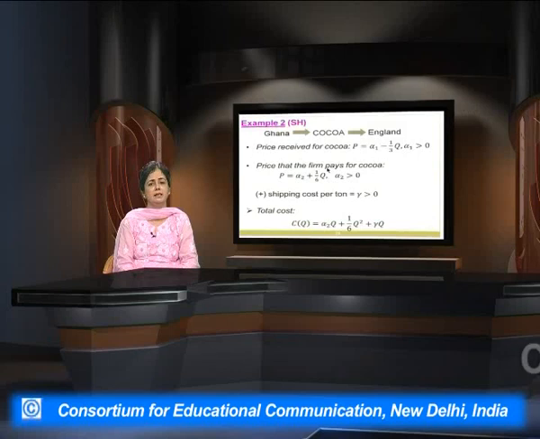Let me just set up the problem for you. Okay, so let's assume that the price that this cocoa shipping firm receives for the cocoa that it sells in England is given by P equal to alpha 1 minus 1/3 times Q, where alpha 1 is positive.